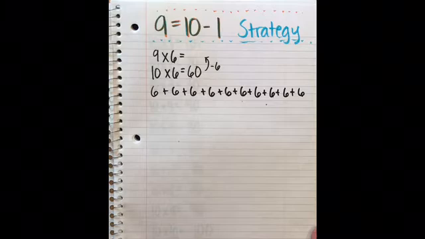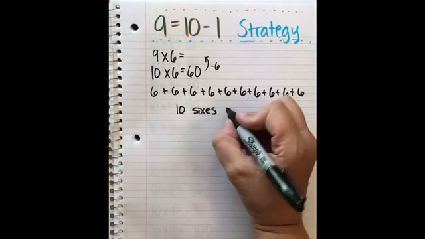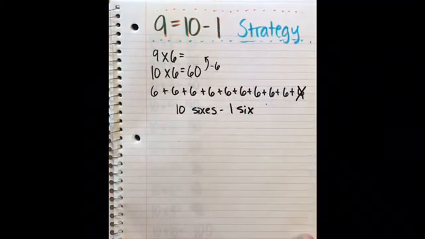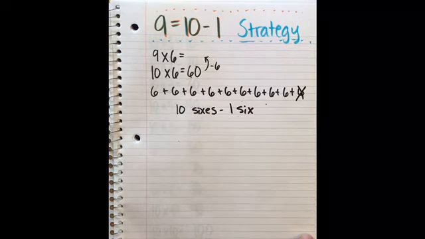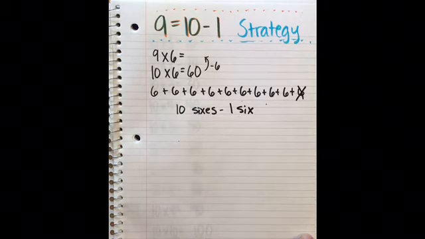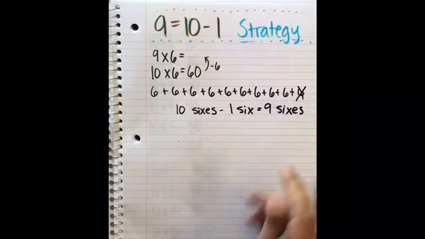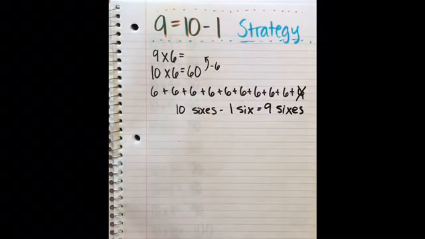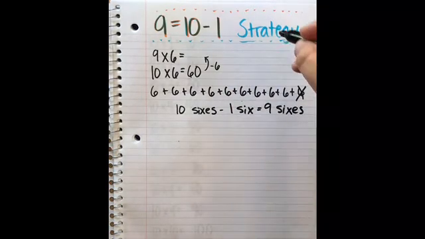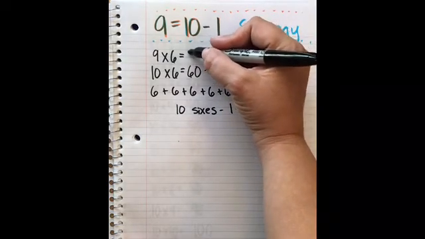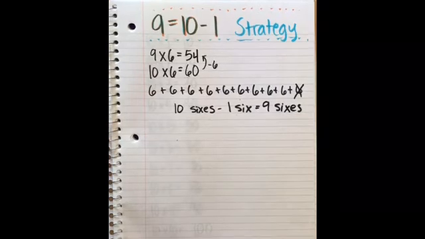Okay, so I've got my 10 groups of 6, which equals 60. So now I have 10 6s, and I'm going to take away 1 6 to get to 9 6s. So that's pretty much what you're doing. You had 10 6s, you take one of them away, you have 9 6s, and that gets you to 9 times 6. So 60 take away 6. If you haven't figured it out already, do it right now. I'm about to write it down. 54.